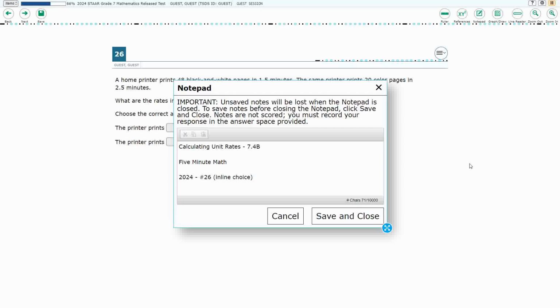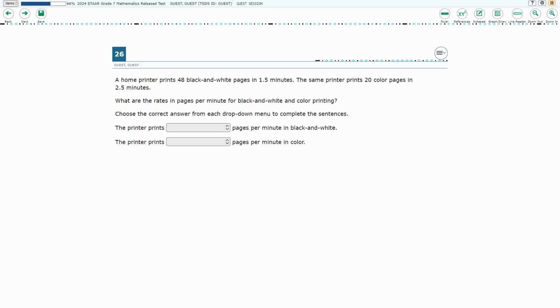Today we are looking at the 7th grade concept of calculating unit rates. This is standard 7.4b in the great state of Texas, and we're using item number 26 of the 2024 released STAAR test. This is a new item type called inline choice, and if you haven't done so already, please go ahead and take a moment to pause the video, work this problem out on your own, unpause it, and we will look at our answers together.